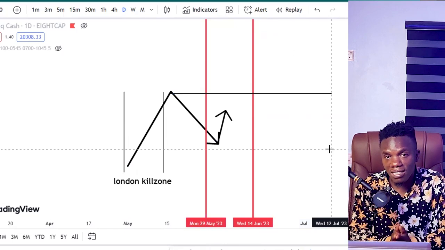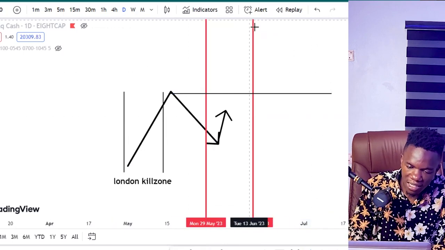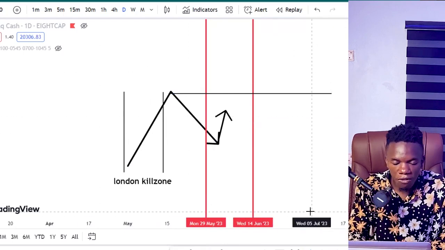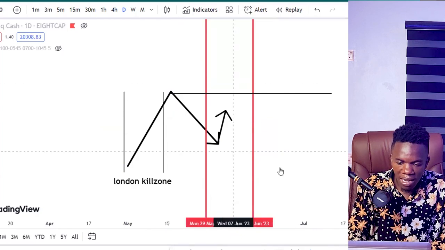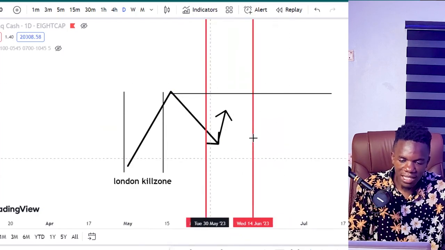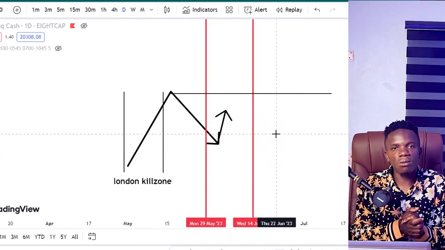But if it's a bearish day, then I'm going to reverse the case. My target is going to be the low of the London session. And then my entry time is still the same, from 8 a.m. to 9 a.m. So let me show you guys some examples.